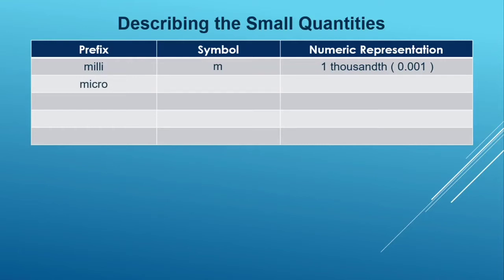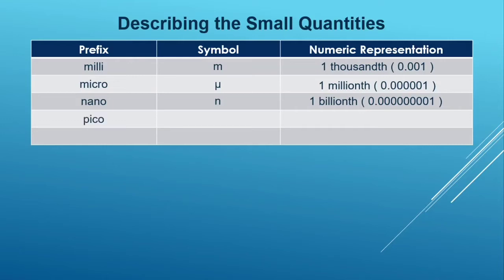Next one is the micro. The symbol of micro is mu, and the numeric representation of micro is one millionth, or 0.000001. So that is the micro. Next, we have the nano. The symbol of nano is the small letter n, and the numeric representation of nano is one billionth, or 0.000000001.